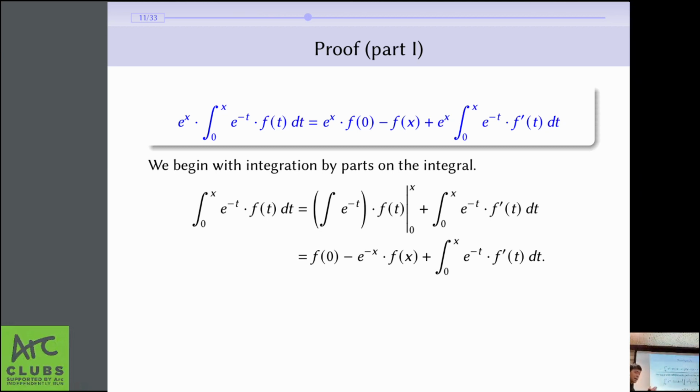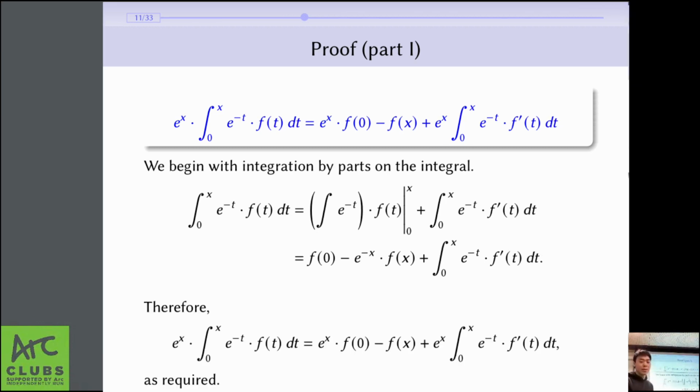Now, notice that in this part here, we have this e to the minus x thing that we want to get rid of, because we'd rather work with e to the x rather than e to the minus x. So we're just going to multiply both sides by e to the x. And so we get this result here. Hopefully nothing too fancy here. This is just basic integration by parts, and then we just multiply by e to the x.